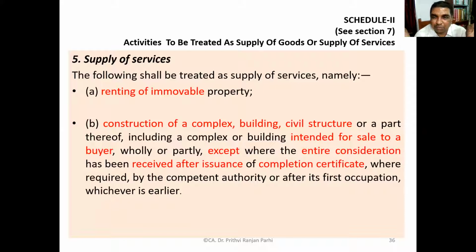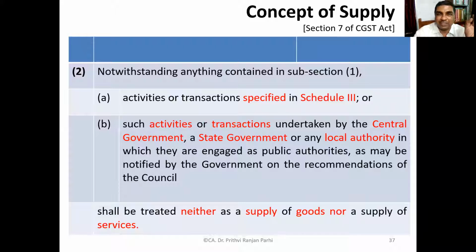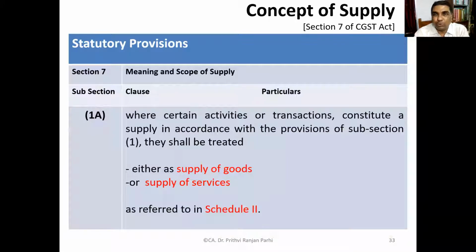But there are some exceptions, except where the entire consideration has been received after issuance of the completion certificate. That means what has happened? The entire project has been completed, or the entire house has been completed, the entire construction activity has been completed, and the competent authority has given a certificate. And after that, the entire consideration is received. Then it is a sale. But the construction activity is a supply. So this is how we can distinguish which situation will be treated as supply of goods, and where it will be treated as supply of services. So therefore, this Schedule 2 is important.